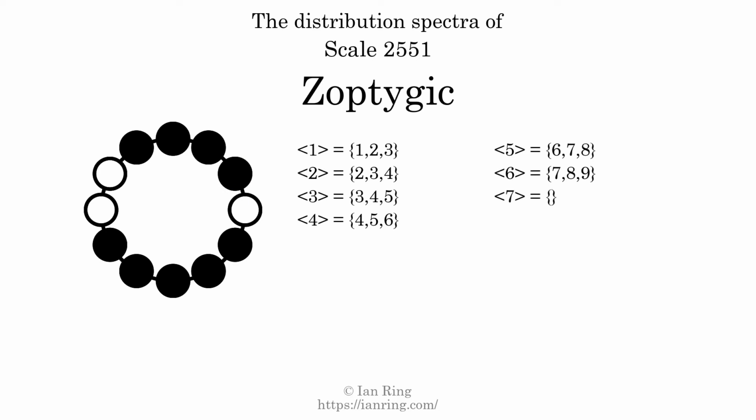The generic interval of 7 scale steps comes in 3 different specific interval sizes: 8 semitones, 9 semitones, and 10 semitones.